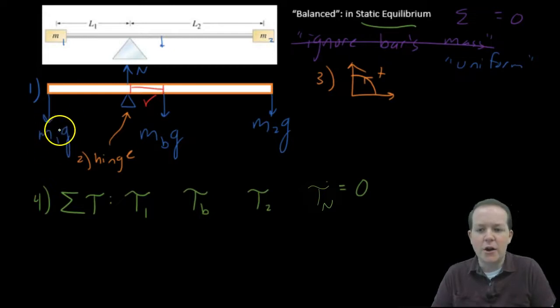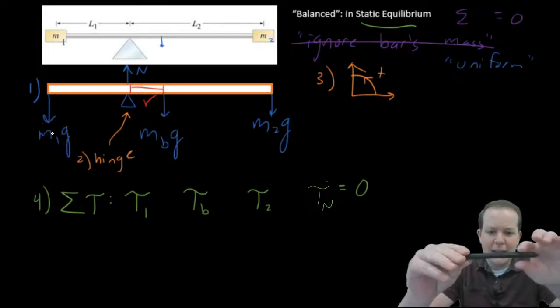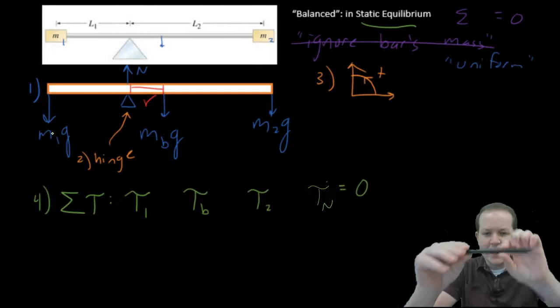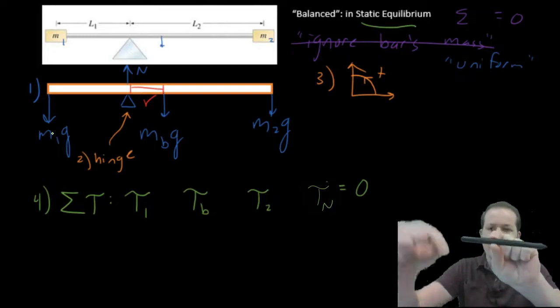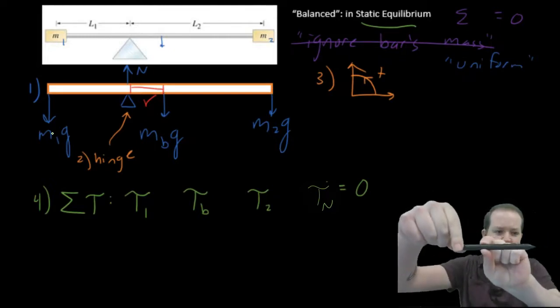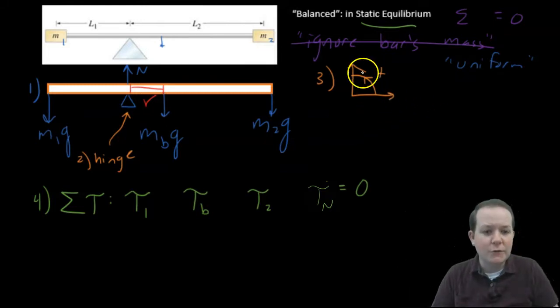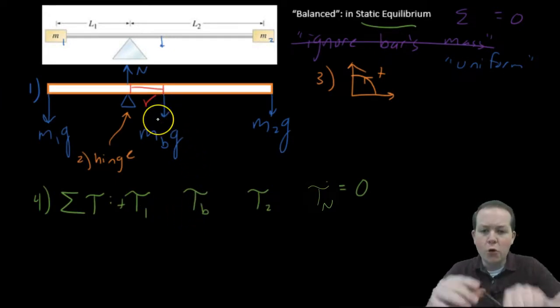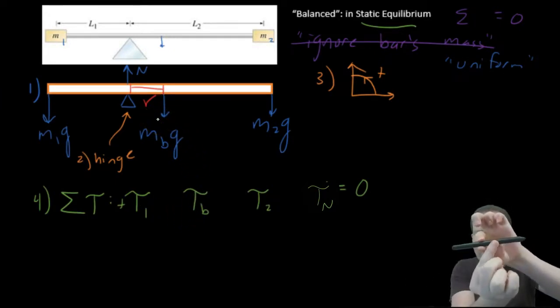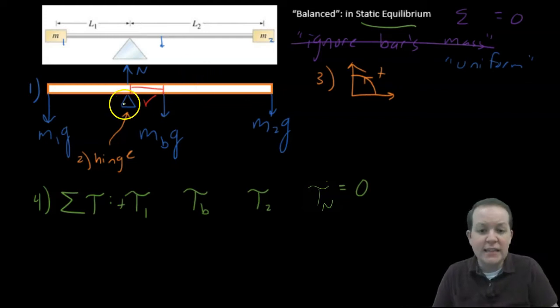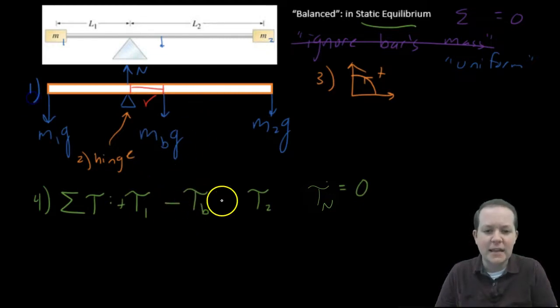This torque right here, I like to sometimes even take my pencil and imagine things rotating. My hinge is right here. This M1 is acting like this. Is it going to make it rotate positive or negative? It's going to rotate in the positive direction, counterclockwise. So that's positive. The torque from the bar, if my hinge is here and the weight is right there, that's going to make it rotate this way. That's going to be a minus. This force here, similarly, minus.